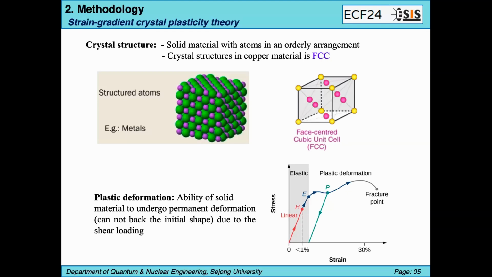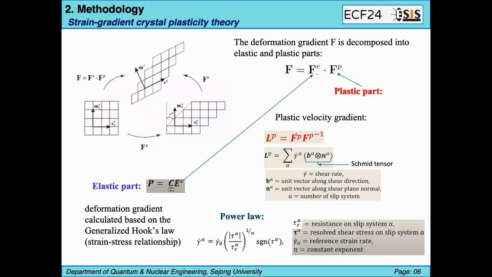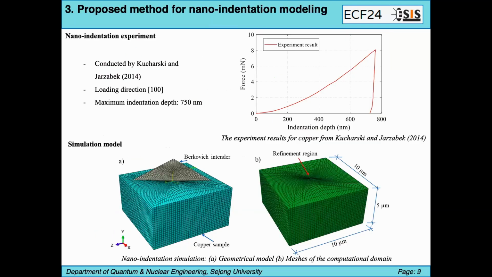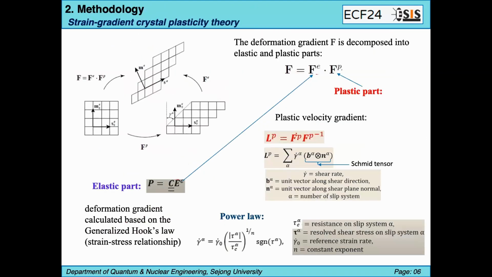We already know that a solid material has atoms in an orderly arrangement, you can see in the left figure. And the crystal structure of copper material is FCC, face centered cubic unit cell, you can see in the right figure. The plastic deformation ability of solid material undergoes permanent deformation, and you can see in the picture. And the deformation gradient F is decomposed into two parts, elastic and plastic.